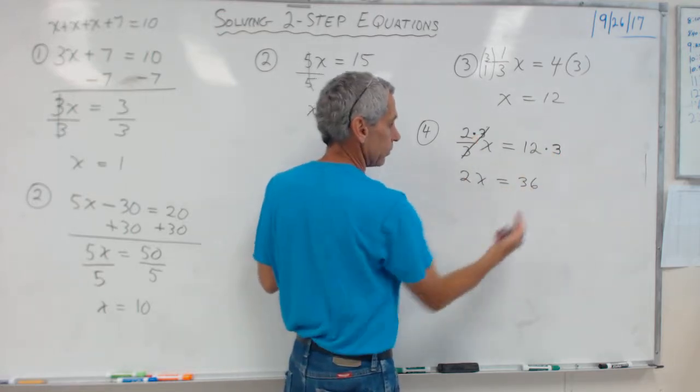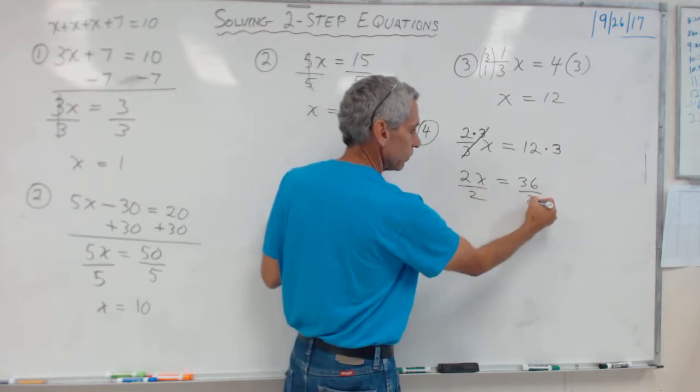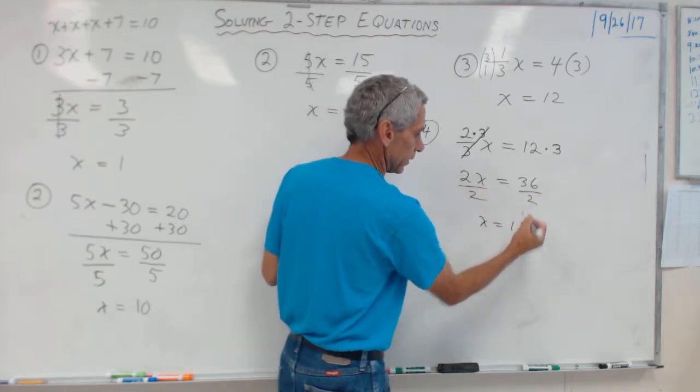And then it goes after that number, right? So then you divide by 2, x is equal to 18.